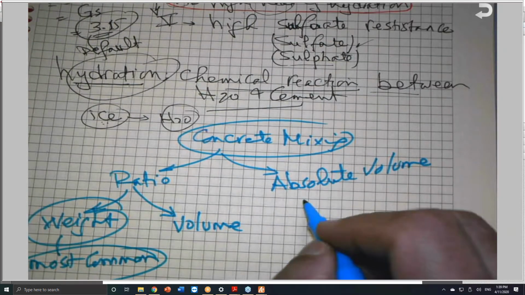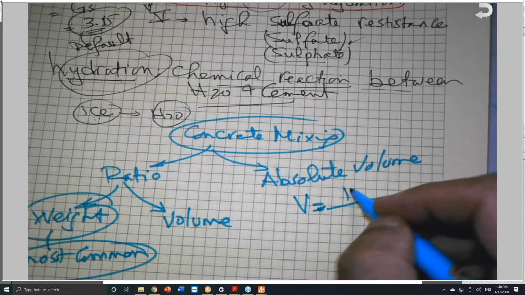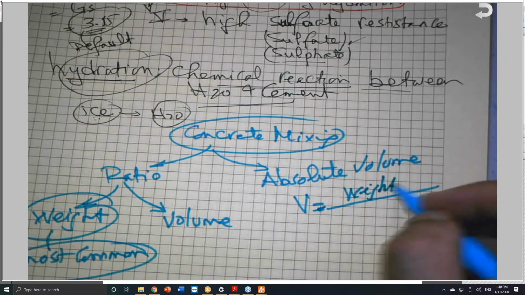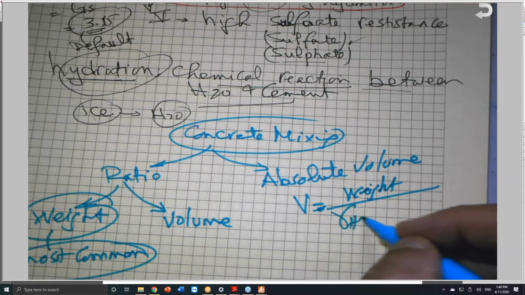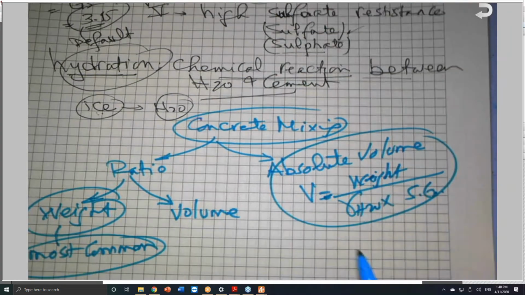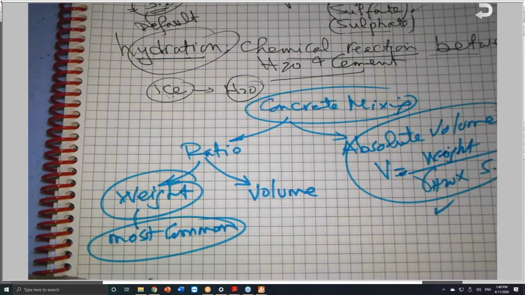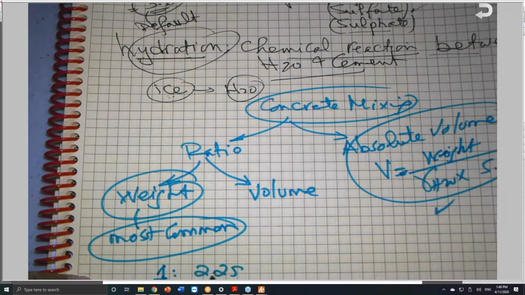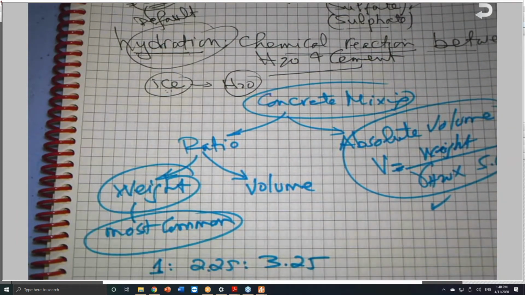The absolute volume: the volume is equal to the weight divided by gamma water times specific gravity. And this is a more accurate one. The ratio, similar to the problem we have, 1 to 2.25 to 3.25. What do these numbers mean? These are the ratios of what?